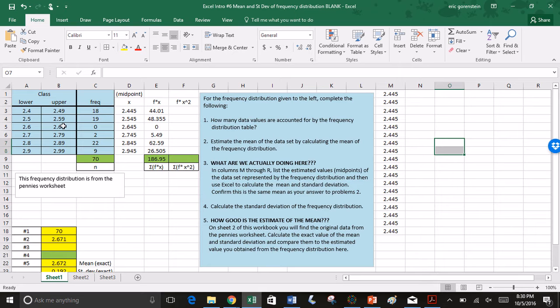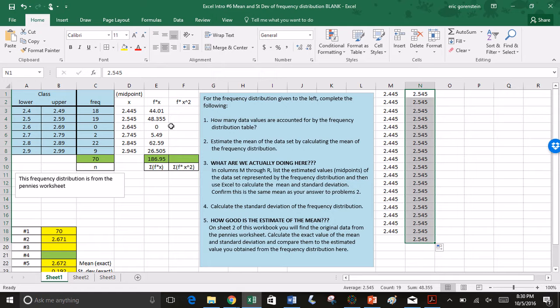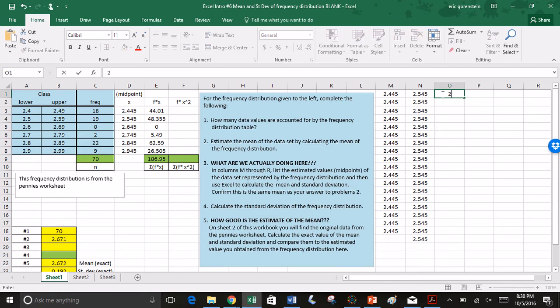Then the next x value, 2.545, there are 19 copies. So 2.545, and copy this down 19 times. Next x value, there's none of those. Next would be 2.745, and we have 2 of those, so I'll just make 2 copies there.